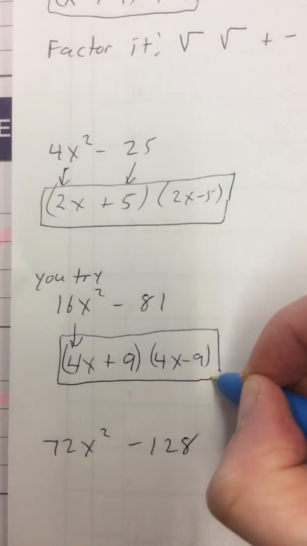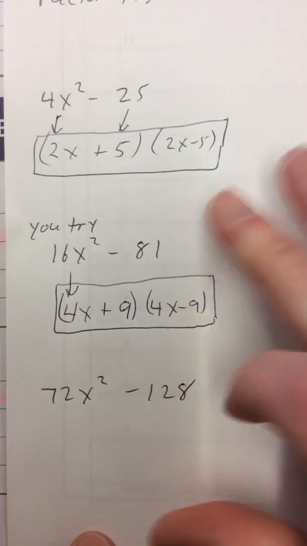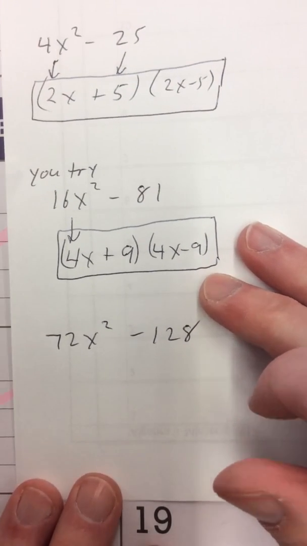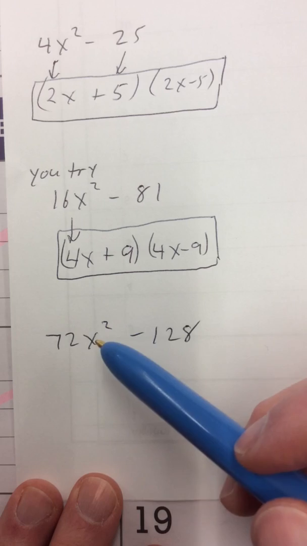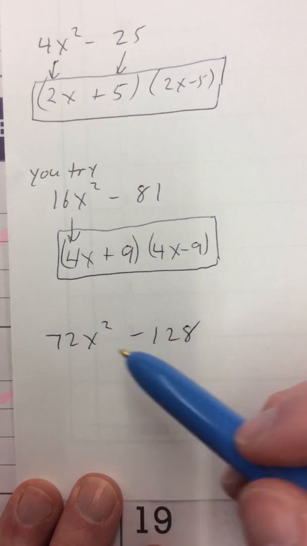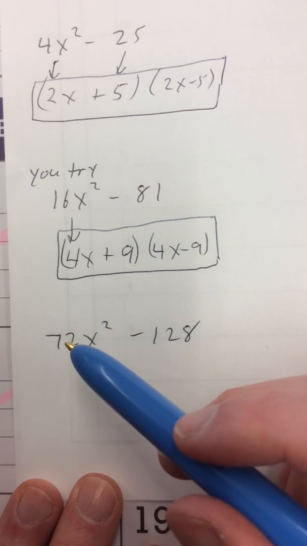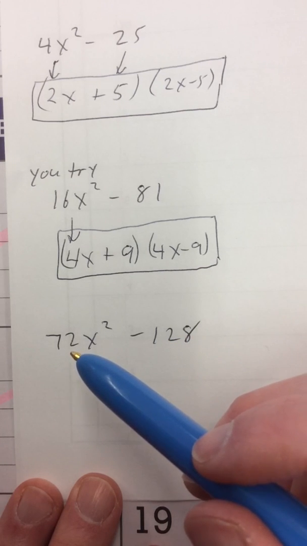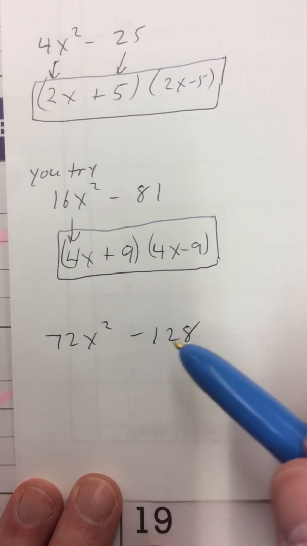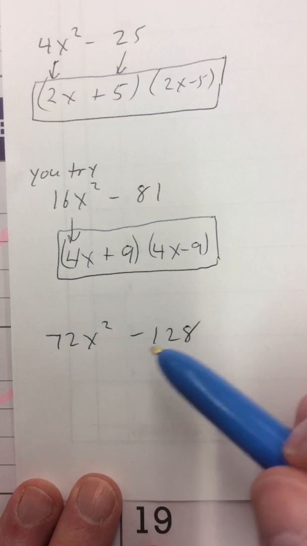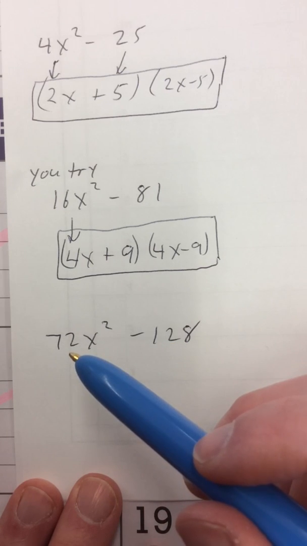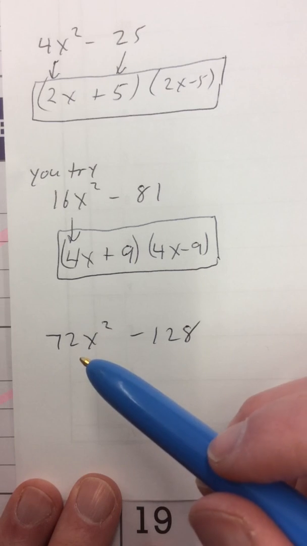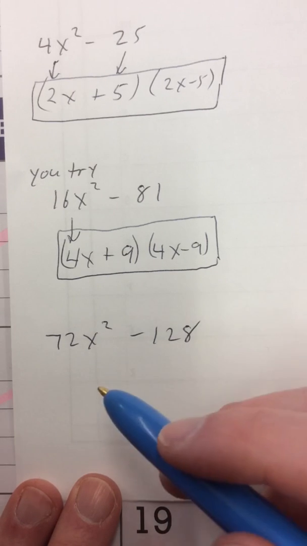Now sometimes when we look at something that could be a difference of squares, maybe it is, maybe it isn't. So we see an x squared here, and we see a minus, and we think, well, maybe that's the difference of squares, but 72 is not a perfect square, and neither is 128. But if we factor out the greatest common factor first, then we get a chance to see that this might be the difference of squares. So we should start by factoring out the greatest common factor first.